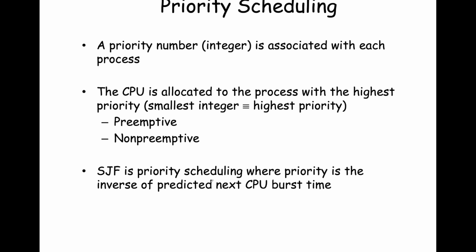Shortest job first is priority scheduling, but the priority is the inverse of the predicted next CPU burst time. So if you have the shortest predicted CPU burst time, your priority number is going to be smaller, and therefore you have higher priority. If your predicted burst time is larger, you're going to have a lower priority.